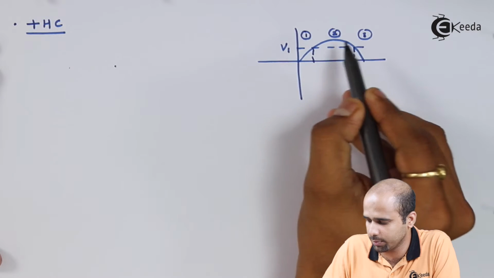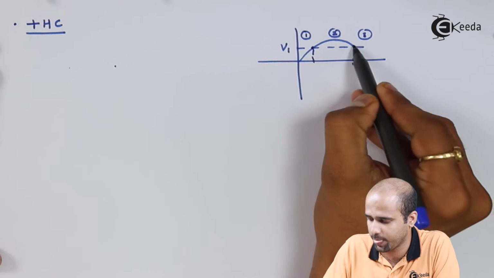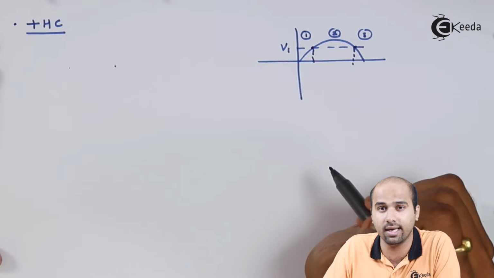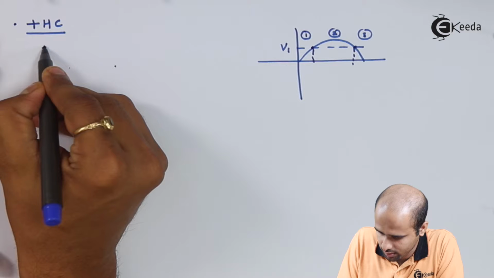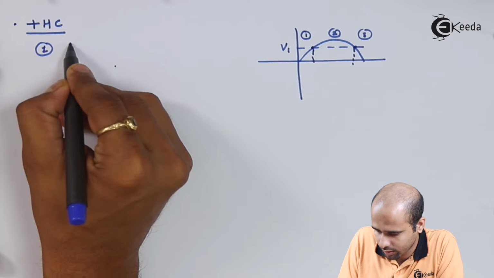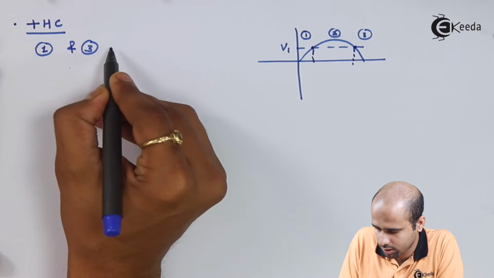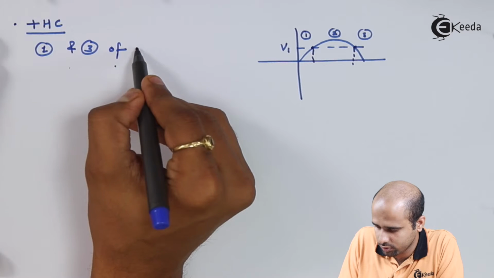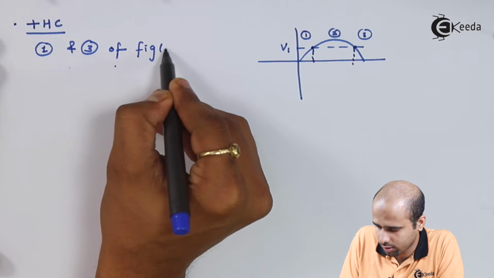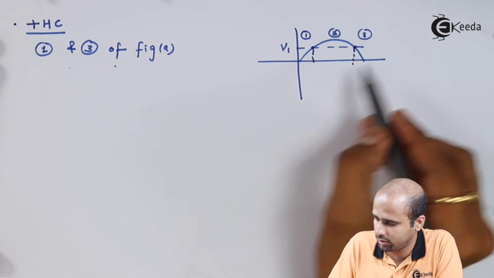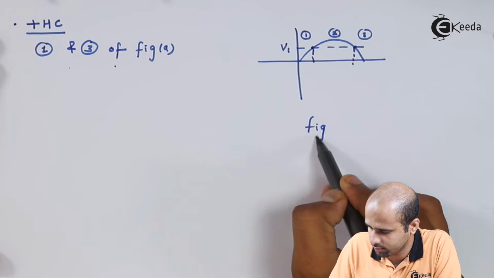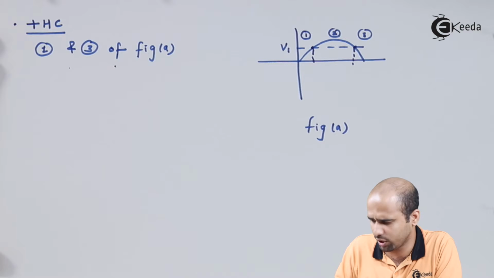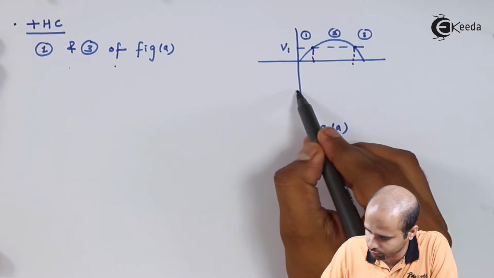For the first and third part, the situation is the same. Input voltage is less than your V1. So we will say for the first and third parts, figure A. Let us give this name as figure A. Okay, again we'll have to draw the output waveform as well.